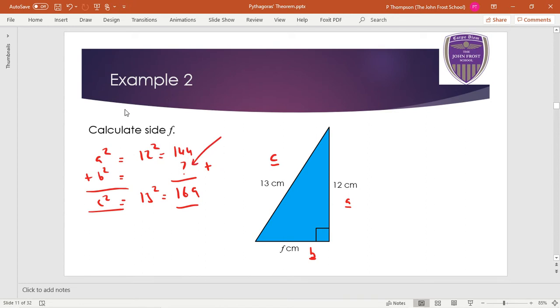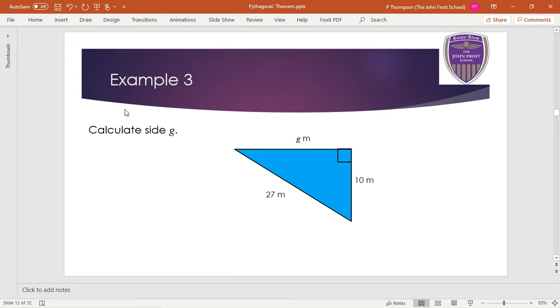And 144 plus something is 169. Again, either count on or take them away, and you get that you need 25 there to make the sum work. So b squared equals 25. That means b is the root of 25, which is 5 centimeters. This was called f, so f is 5 centimeters. Easy peasy.